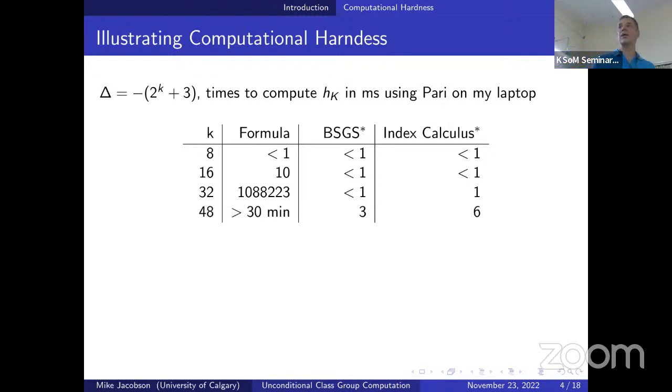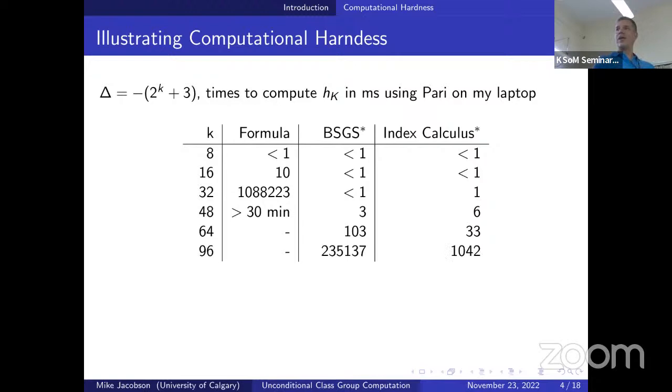Now I get to k equals 48. With 48-bit discriminants, my simple formula is now taking longer than 30 minutes, and I just gave up. Baby step, giant step is still faster than the thing that I said is the best. It's only taking about 3 milliseconds as opposed to 6. And keep going, up to 64. But now things have switched. We've sort of found the crossover, and I'm starting to see the asymptotic superiority of the speed of index calculus come into play. It's now at this size faster than baby step, giant step.